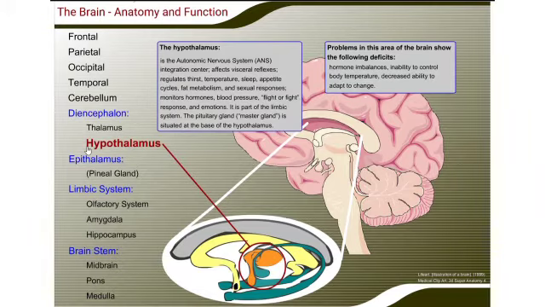The hypothalamus is the autonomic nervous system integration center. It affects visceral reflexes, regulates thirst, temperature, sleep, appetite cycles, fat metabolism, and sexual responses. It monitors hormones, blood pressure, fight or flight response, and emotions. It is a part of the limbic system. The pituitary gland, or master gland, is situated at the base of the hypothalamus. Problems in this area of the brain show the following deficits: hormone imbalances, inability to control body temperature, and a decreased ability to adapt to change.